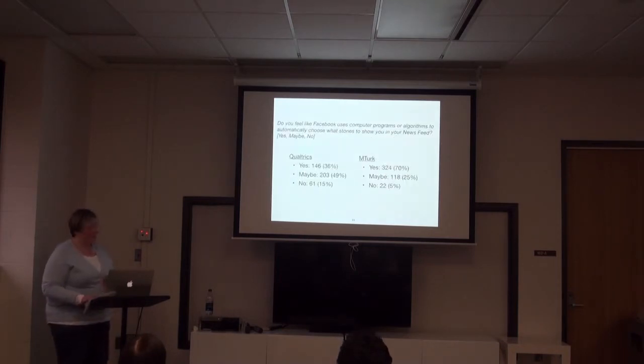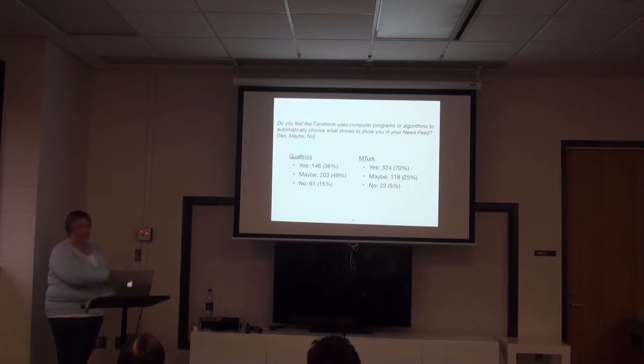So, in April of 2014, were users aware of the newsfeed algorithm? Well, kind of. Qualtrics users less so. They were less tech-savvy than the MTurk users. Most of the MTurk users were aware of the algorithm. Qualtrics users, I would say most of them had kind of an idea. Some of them definitely, some of them, well, yeah, maybe. Not too many people said, no, there's no algorithm.